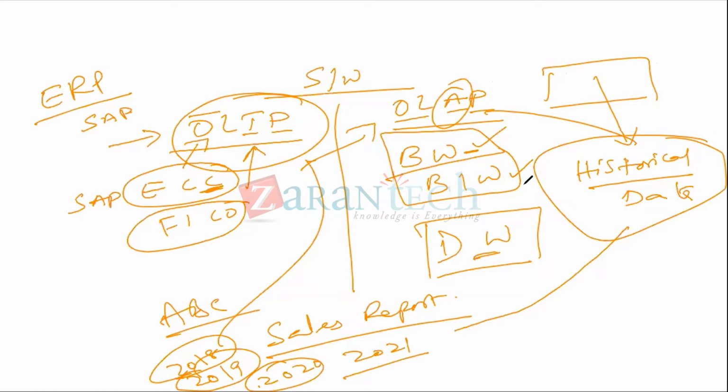So these are two different servers. Remember the nature of the data. The nature of this is transactional data. OLTP is storing the transactional data. OLAP is also storing the transactional data, but it is historical data.